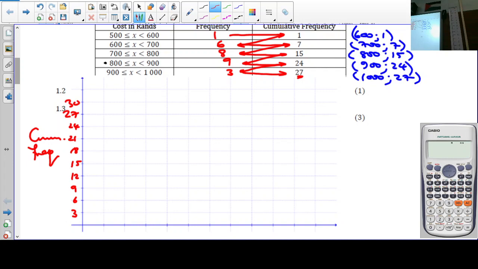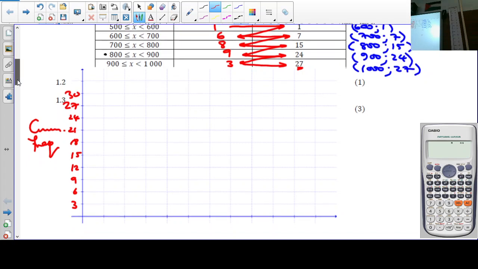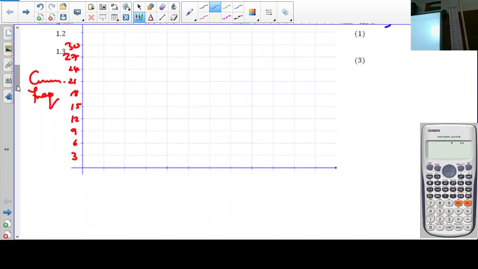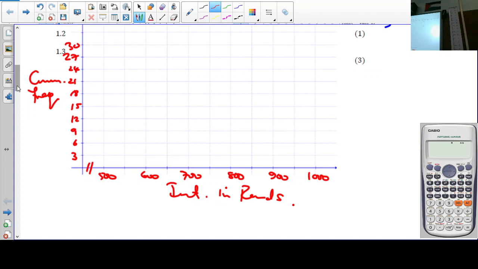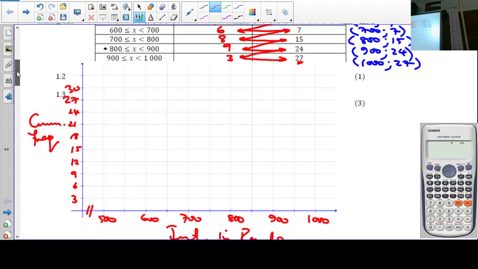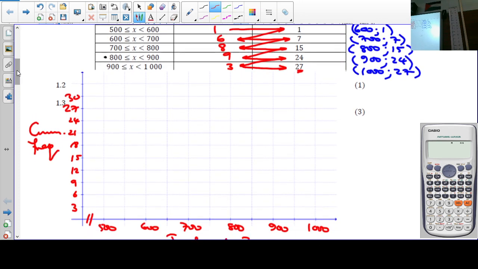Then on our interval, the smallest value is 500. So if we start there, 500, 600, 700, 800, 900, 1000, there's so much space left, so we just make it a bit bigger. We always try and make it as big as possible. The bigger the graph is, the more accurate your values will be.